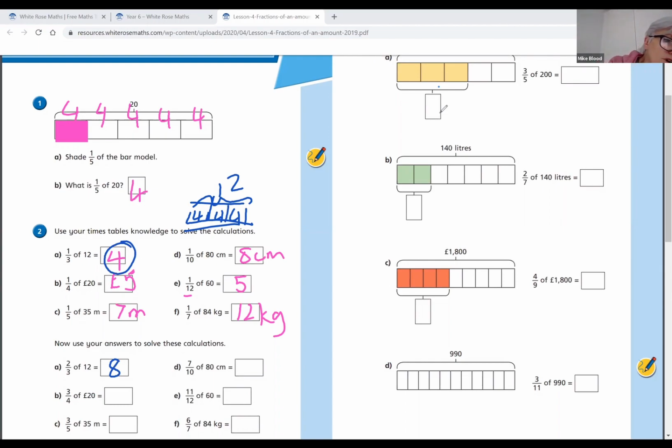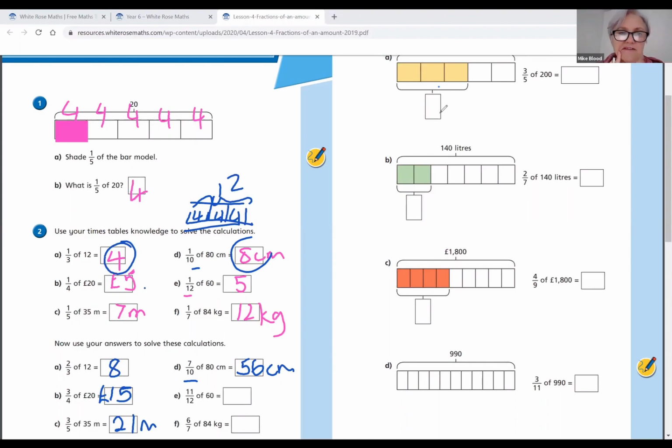3/4 of 20. Well, if 1/4 was 5, 3/4 is 3 lots of 5. It's 15, and it's pounds. And 3/5 of 35 meters. Well, 1/5 was 7, so 3/5 is 3 lots of 7. 3 lots of 1/5 is 3/5. So 3 lots of 7, 21 meters. 7/10 of 80 centimetres. 1/10 is 8 centimetres. It's here, isn't it? 1/10. We want 7/10, that's 7 lots of 1/10, so 7 lots of 8. 56 is 7 times 8.